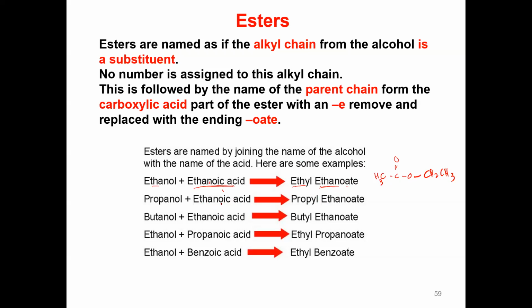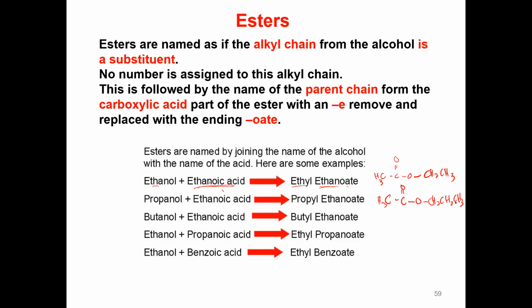So bahagian yang carboxylic acid akan jadi parent. So bila draw ethanoate CH3 C double bond O. Oh, this is ethanoate. Okay, bahagian daripada carboxylic acid. And then alcohol daripada alcohol CH2 CH2 CH3 propyl. Macam tu. Okay, butanol react dengan ethanoic acid, so jadi butyl ethanoate.